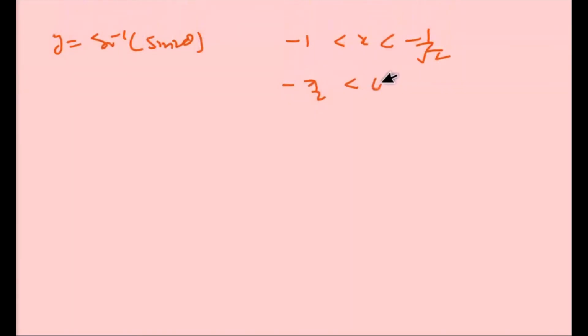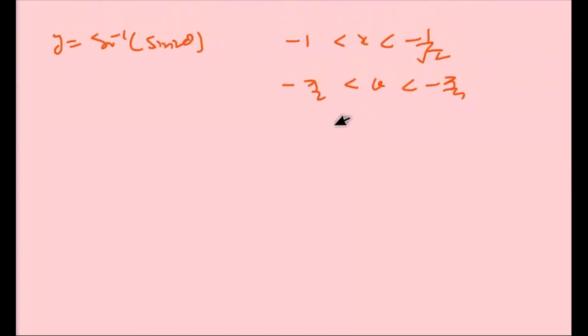Okay, now again we are taking the same question, but we are changing the range. Let it be given minus 1 less than x less than minus 1 by root 2. So you can write it here minus pi by 2 less than theta less than minus pi by 4.